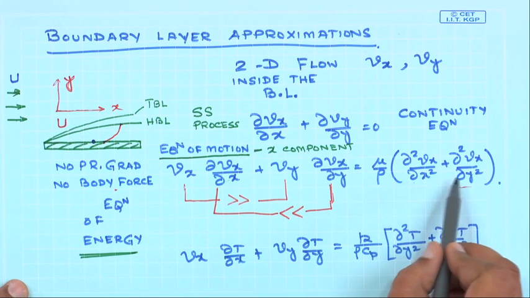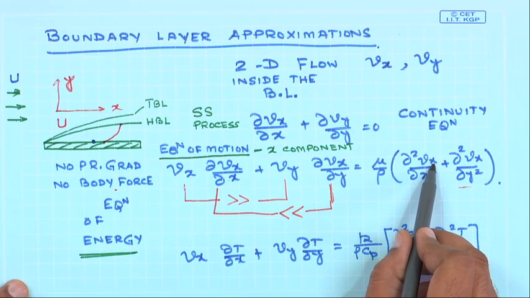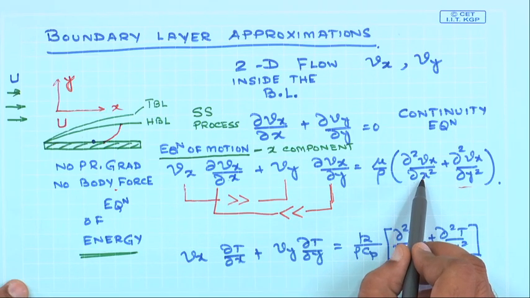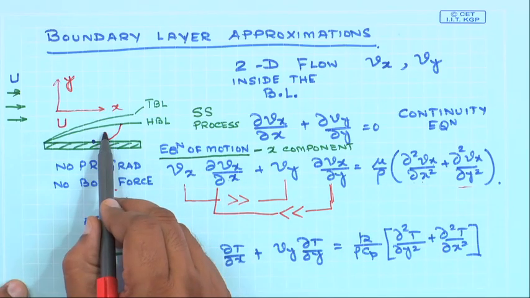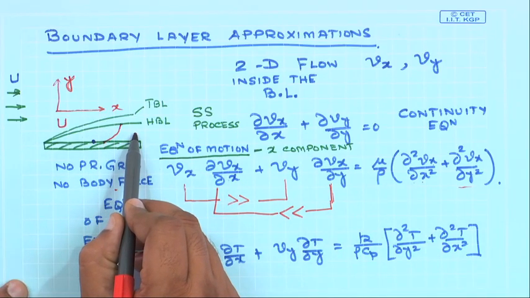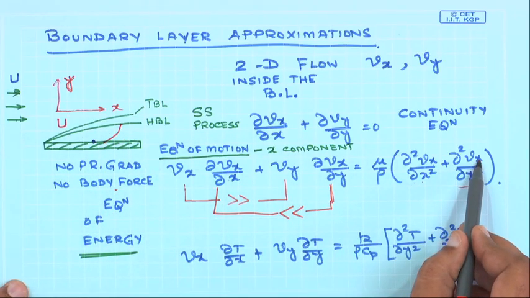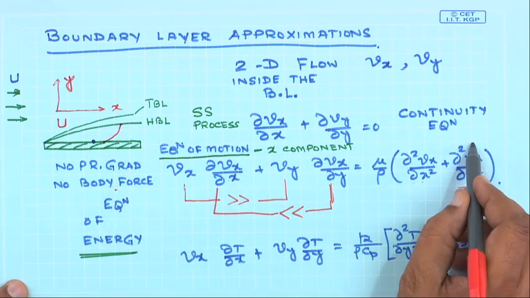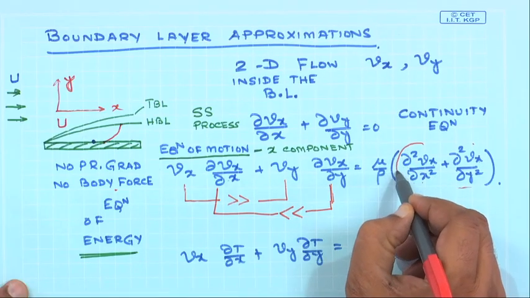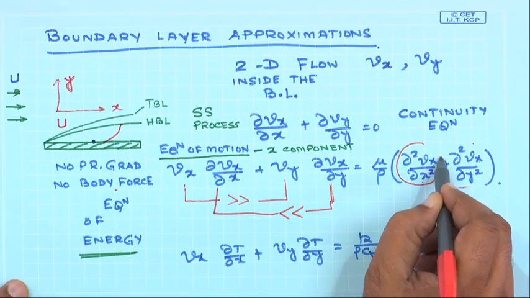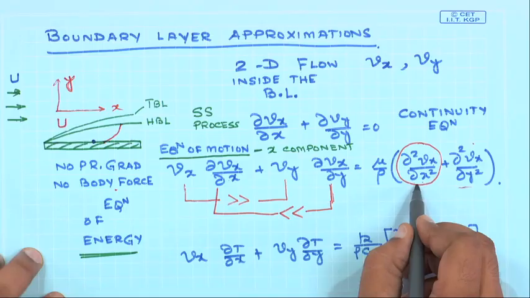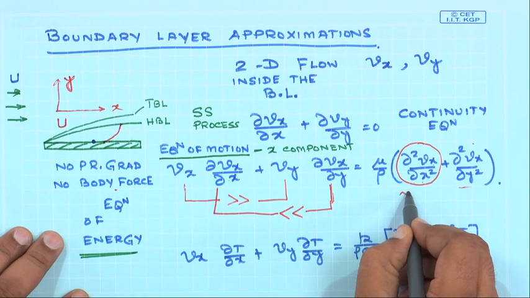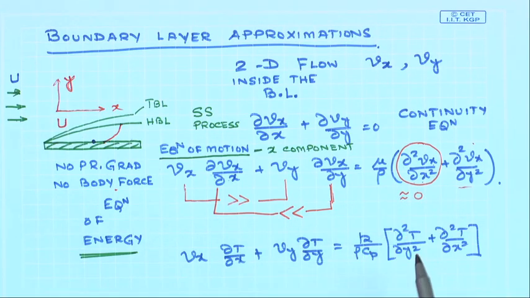Now of these two, since the variation of Vx with x is small as compared to variation in Vx with y, that means in this direction, the overall contribution of the diffusive component of the x momentum is very small, and therefore it can be equated to 0. I would explain it one more time.